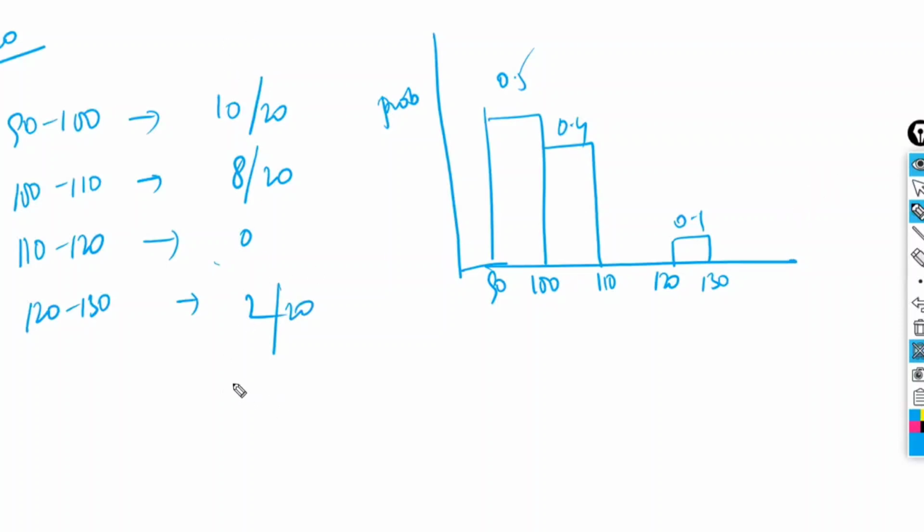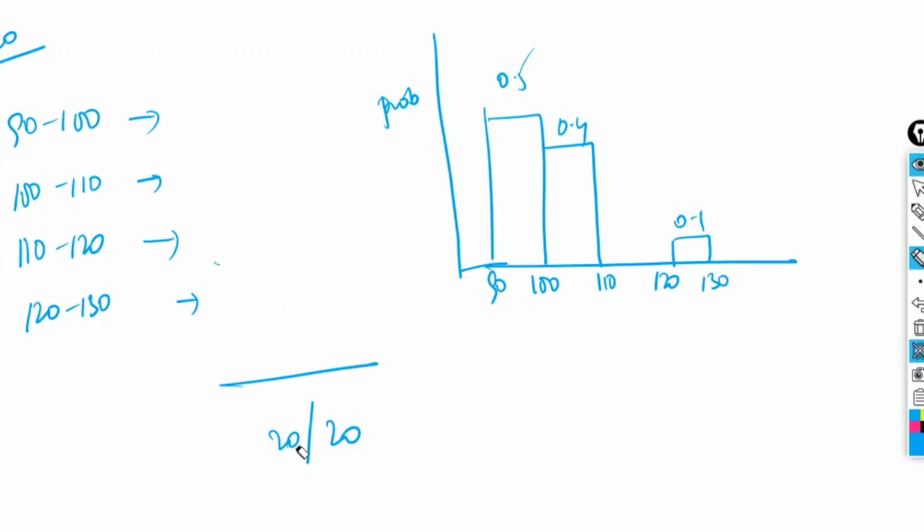Every time the total of the probability is going to be 1, because the number of values you divide by the total only. Both will always be the same, 20 by 20 only. For example, if the probability is different, let us take it like this.